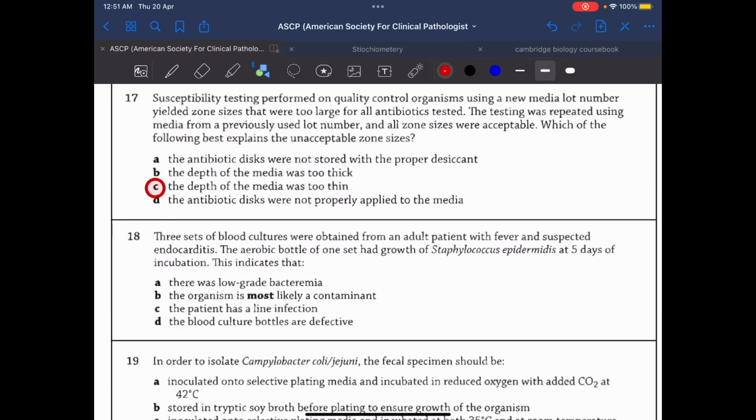Question number 18. Three sets of blood culture were obtained from an adult patient with fever and suspected endocarditis. The aerobic bottle of one set grew Staphylococcus epidermidis at 5 days of incubation. This indicates that there was low-grade bacteremia. The organism is most likely a contaminant. The patient has line infection. The blood culture bottles are defective.